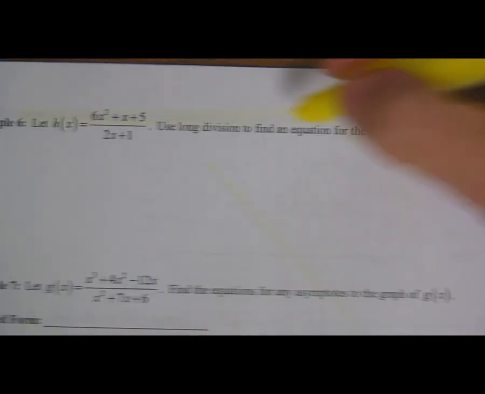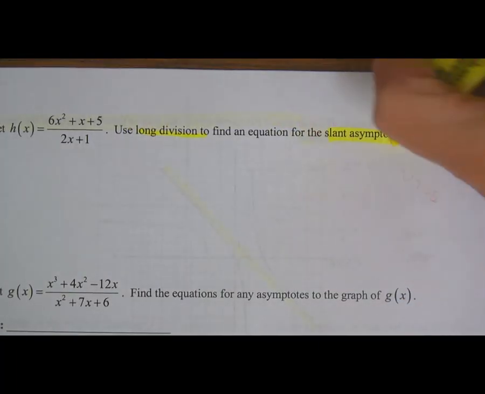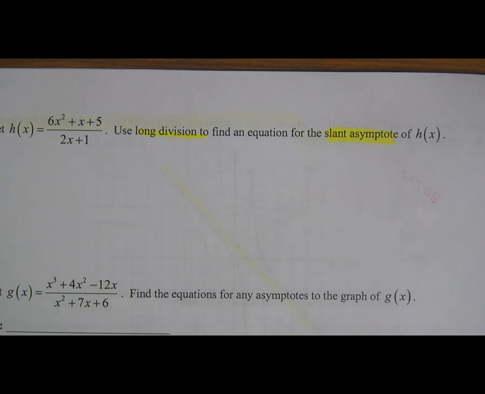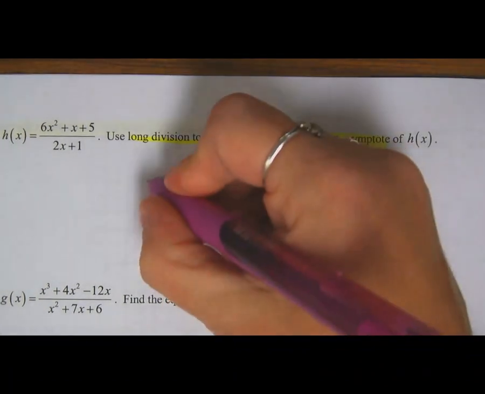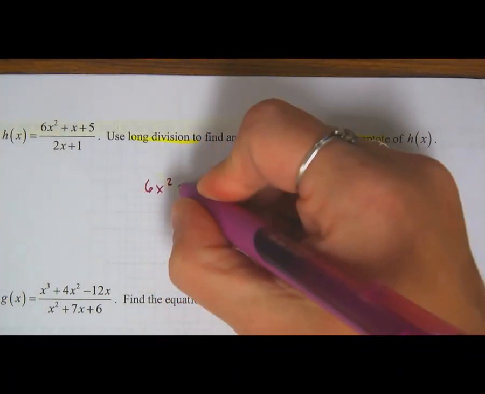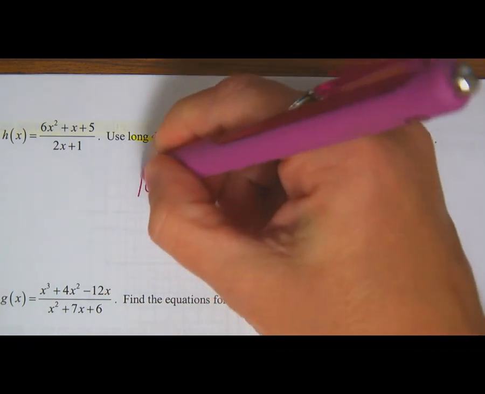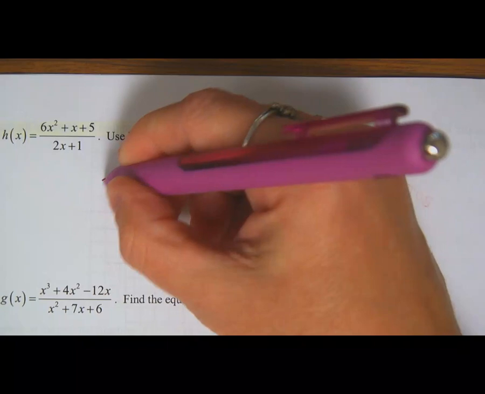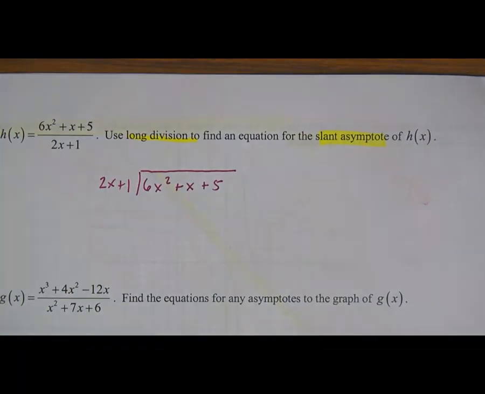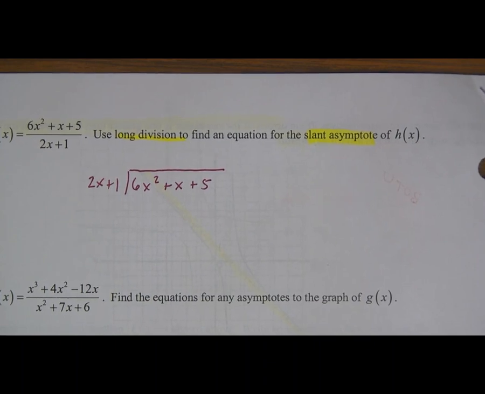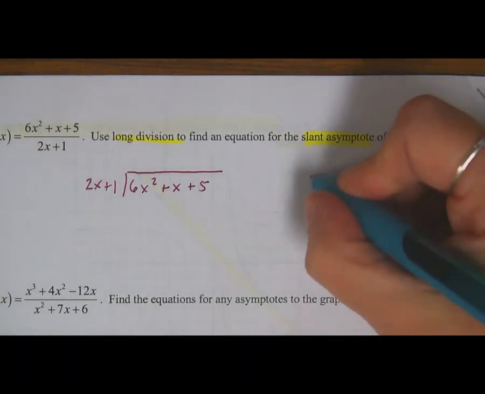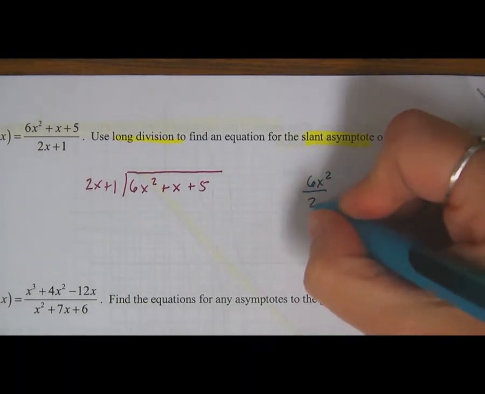Here is h of x. Use long division. Find the slant asymptote. So you get to practice the long division stuff again. 6x squared plus x plus 5 divided by 2x plus 1. I wish this was a little bit different than that first one. It's very similar. All right, so we're going to do first divided by first.